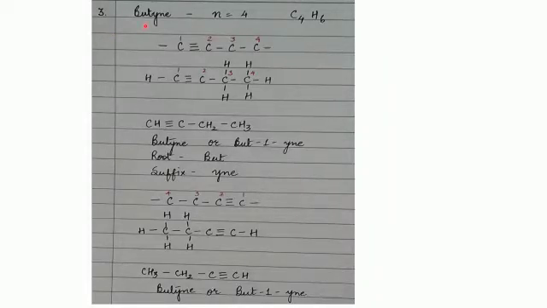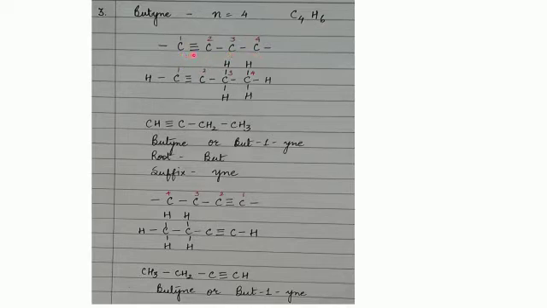The next example is of butane. Value of N is equal to 4, and the formula that we are going to get is C4H6. First step is to arrange all the 4 carbon atoms in one straight line.